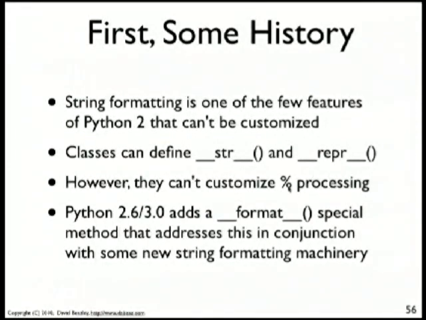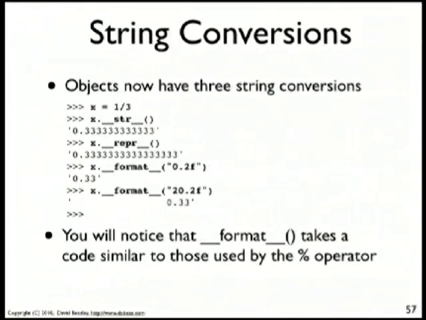So one of the things that happens in Python 3 and 2.6 is that there's a new format method that gets added to objects. And what it lets you do is customize string formatting. It turns out there are actually 3 different string conversions available right now. You can do str, that's essentially what print will produce by default. You can do repr, which shows you the representation in the interpreter. And then you have this new format method where you can say, I want to format this, and then you can give it a format code like 0.2f or 10s or something like that.